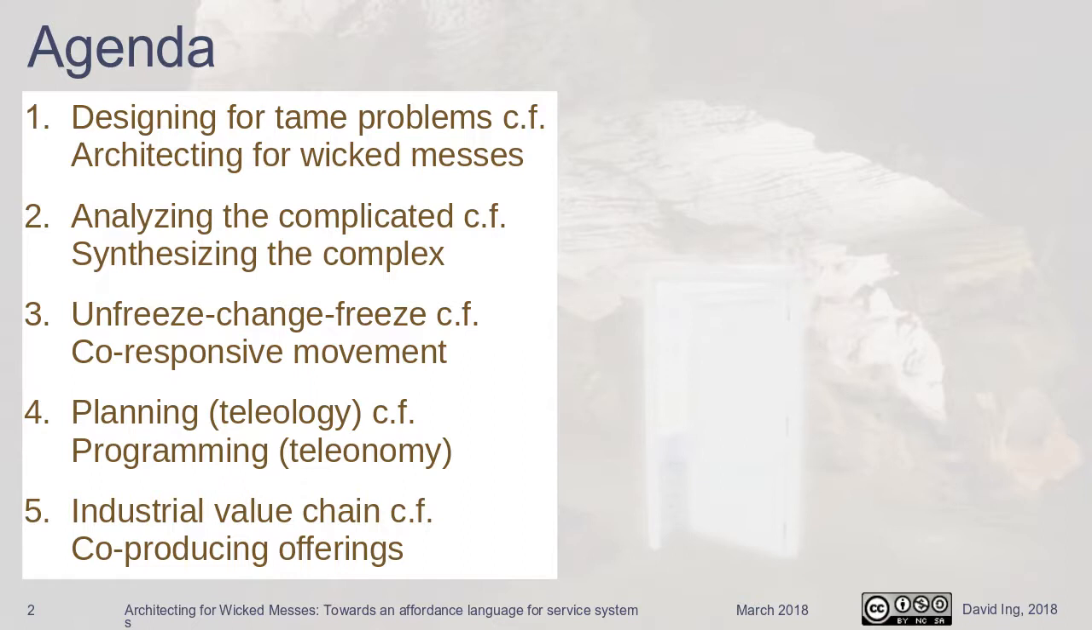So there's five ideas there, and within each of the five ideas, there's five parts. And so what I really want to do is make sure I've covered each of the five by five, and the slides are kind of on the way to doing that. So the first idea, designing for tame problems versus architecting for wicked messes. We'll get into discussing a little bit about what a wicked problem is and why it should be approached.